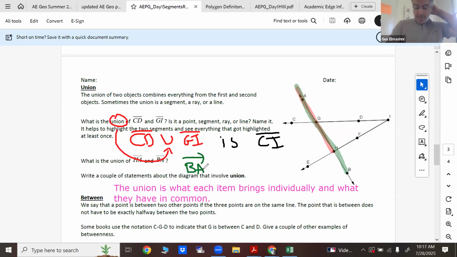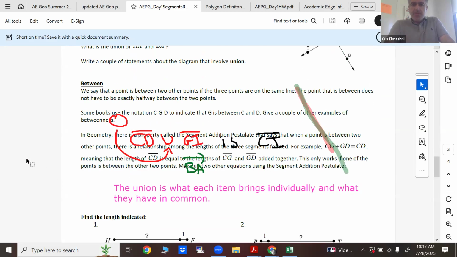Okay. Next up, between. We say that a point is between two other points if the 3 points are on the same line. Okay, that's fair. The point that is between does not have to be exactly halfway. So like C, G, D. G is between C and D, obviously. Give a couple of other examples of between this.